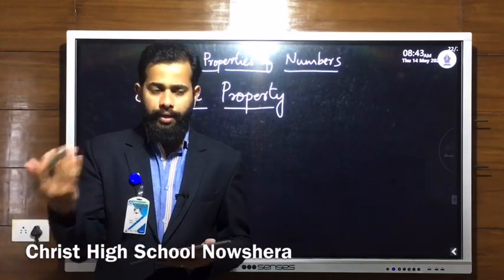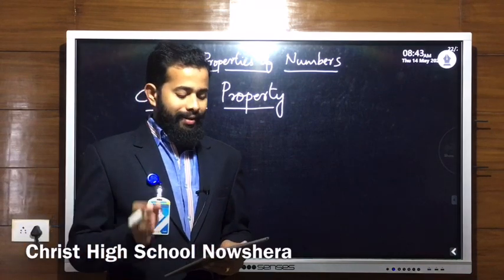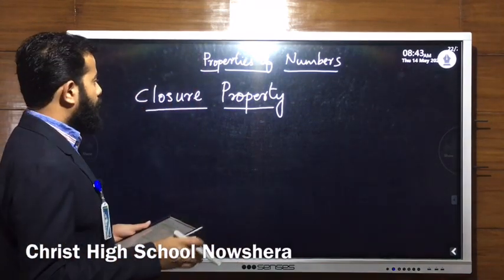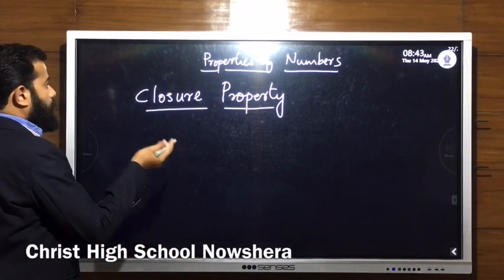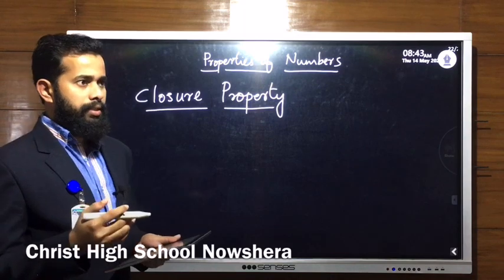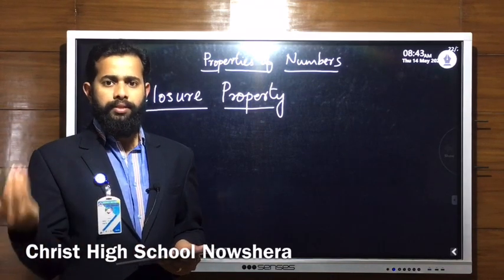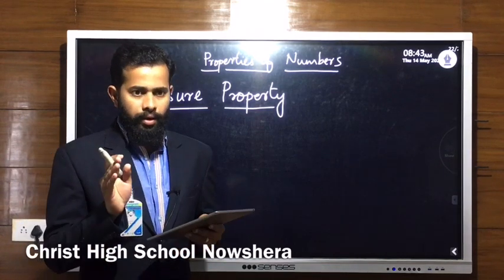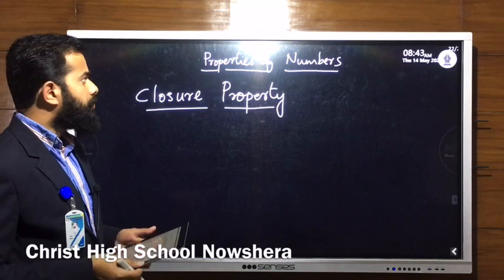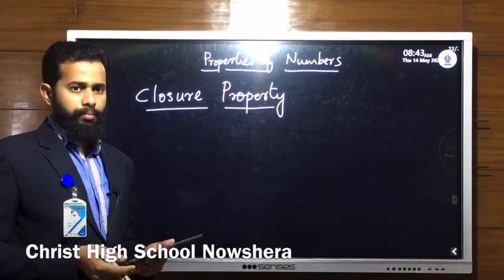Closure property we can define like this. If the result of an operation gives us a number of the same type of numbers used in that operation, that means if you are adding two whole numbers, the result of that addition also is a whole number. So that is a simple definition that we can give. If you are adding two whole numbers, the result also is a whole number.